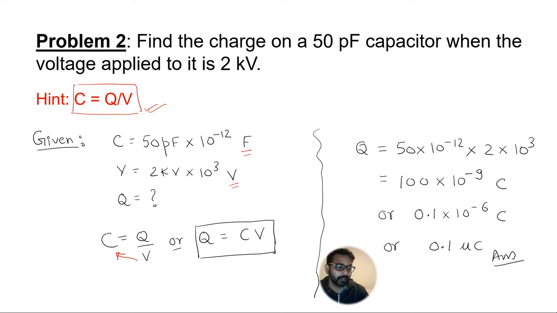We have already found the values and done the unit conversion. So let's substitute the values of capacitance and voltage in the equation. If we put them in the equation and carry out the calculations correctly, we'll end up getting 0.1 multiplied by 10 to the power minus 6 coulombs. And we know 10 to the power minus 6 coulomb is 1 microcoulomb. So essentially we can say it is 0.1 microcoulombs of charge.